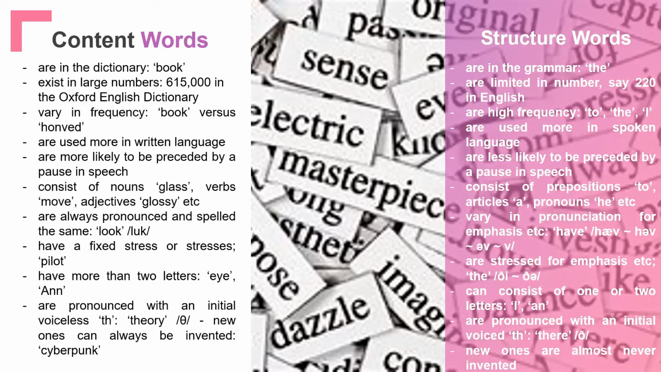For structure words: they are used more in spoken language, are less likely to be preceded by a pause in speech, consist of prepositions such as to, articles such as a, pronouns such as he, etc. They vary in pronunciation, such as have and have, are stressed for emphasis, etc. They can consist of one or two letters, I, N, are pronounced with an initial voiced th, as in the and there. New ones are almost never invented.